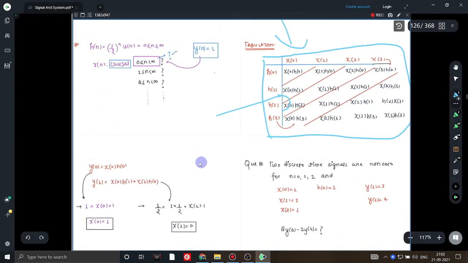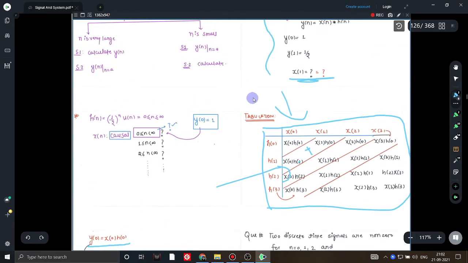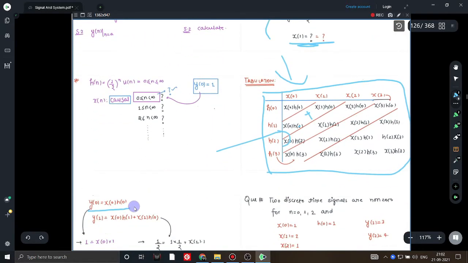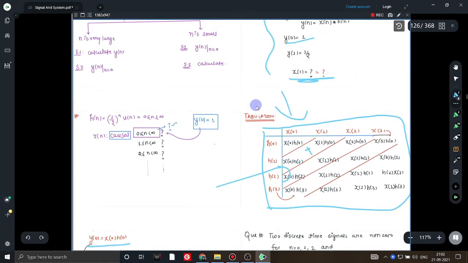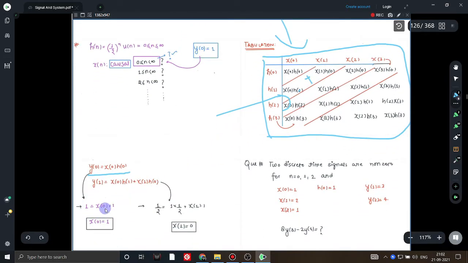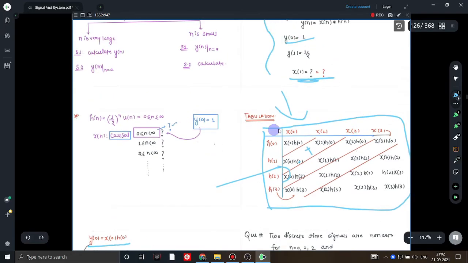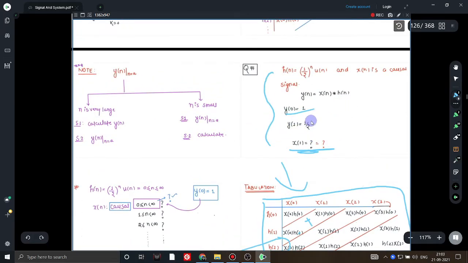Now see, this y0 is x0 h0. This y1 is x0 h1 plus x1 h0. We have been given the value of y0. We write y0 as 1 here, and x0 into h0, and we also have been given the value of h0.